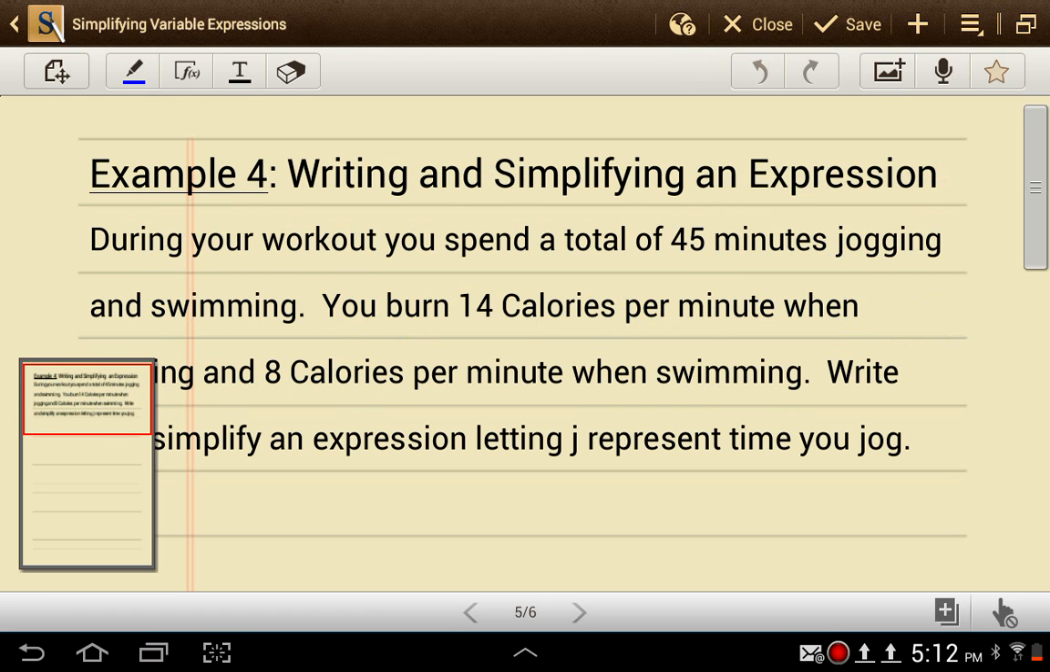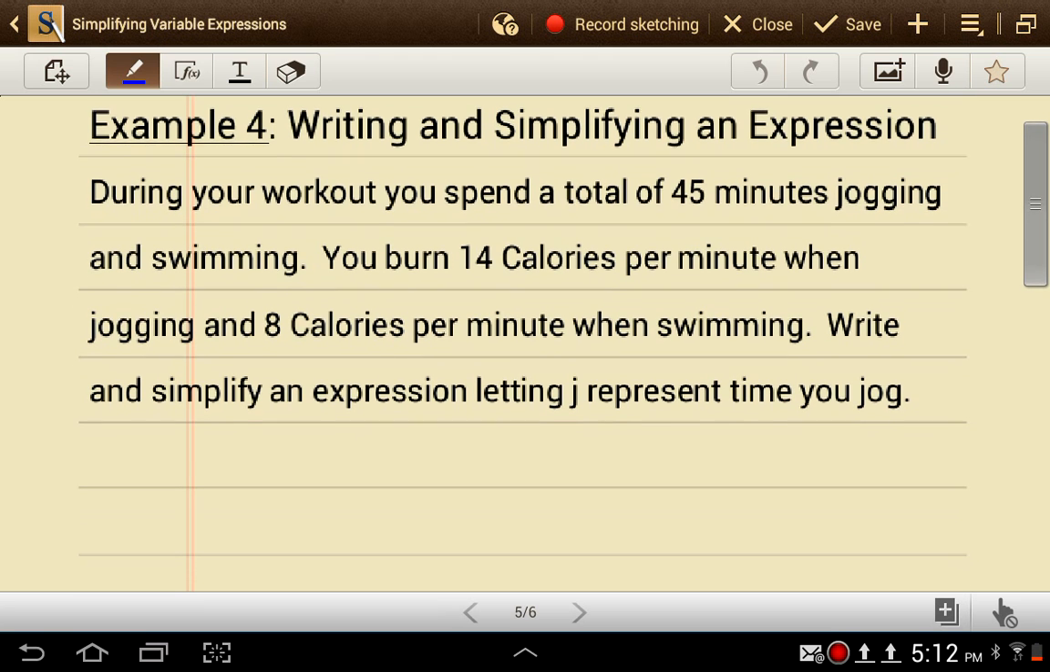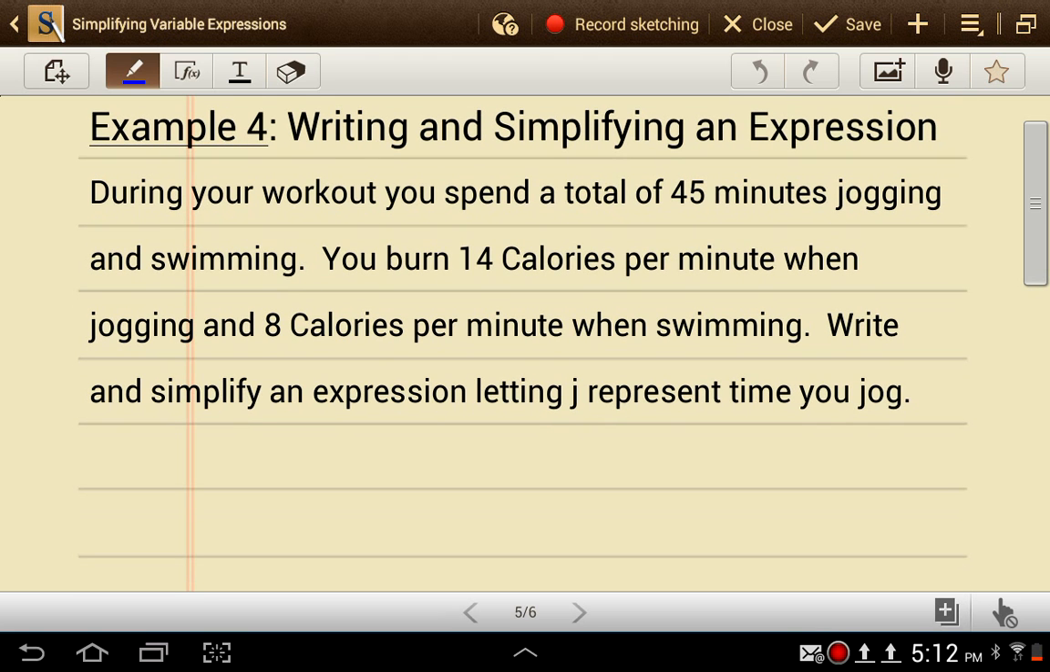In my last example, which I'm actually going to take 2 slides for, we really need to practice our writing on these. Now in this problem, we're working out for 45 minutes, we're jogging and swimming, we're doing 14 calories per minute for jogging, 8 calories per minute when swimming. I want you to write an expression and simplify it when J is to represent the time you jog, and you can read that yourself. So we're always going to be working in J. So if I want to know how many calories I burn in my workout, even though I don't know how much I swam or jog, I can figure out an expression to find that answer.